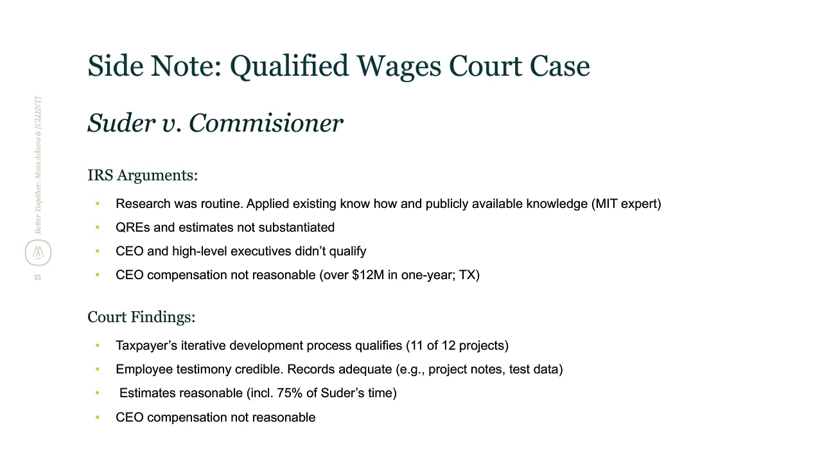In fact, the CEO himself, Mr. Souter, claimed that 75% of his time and his wages were captured for the credit. The court thought that 75% estimate was reasonable. So a lot of positive takeaways here in this case. The only one that's not positive is this last one here. The courts did determine that the compensation, that $12.5 million a year for a CEO in Texas, was not reasonable when you measured that against other companies of a similar size. So if you're talking to Mr. Souter about this case, he probably doesn't like the outcome because it knocked his credit way down.